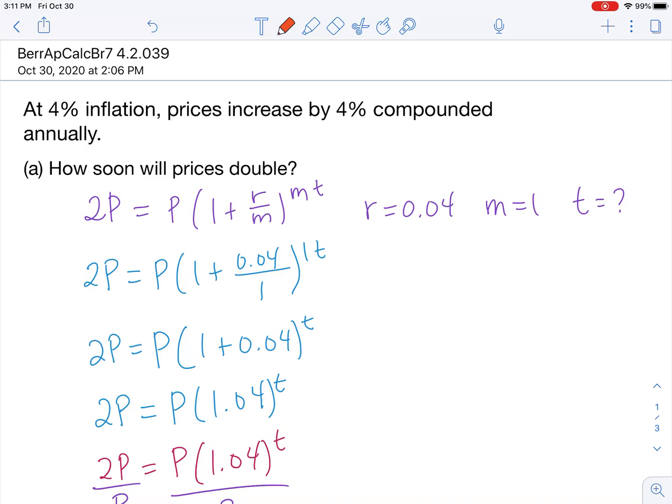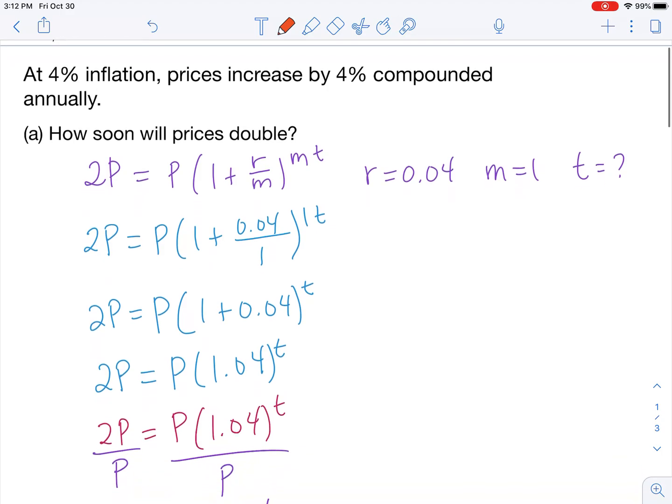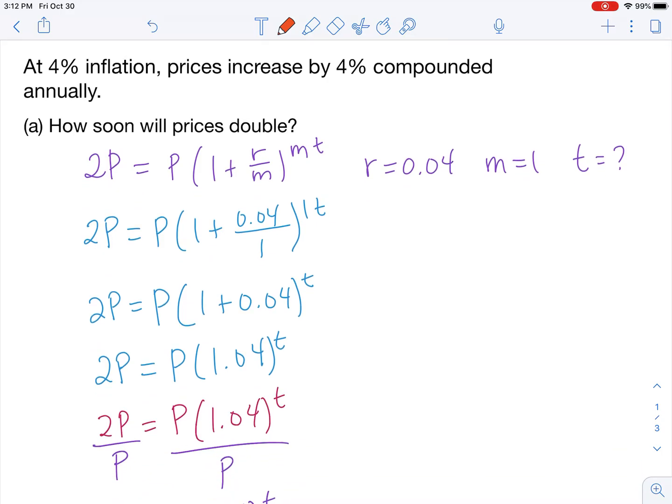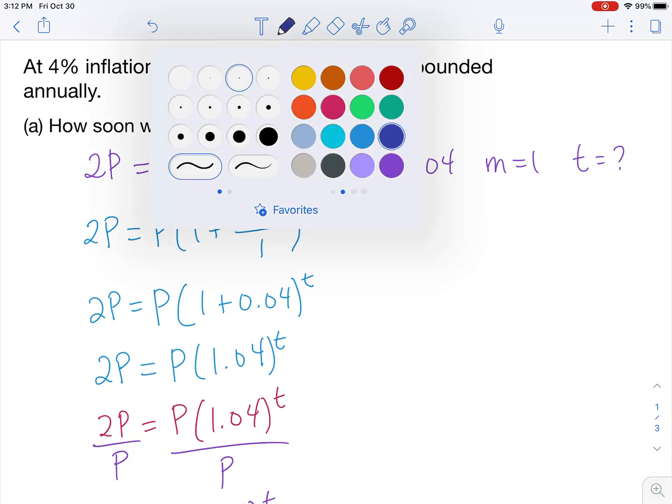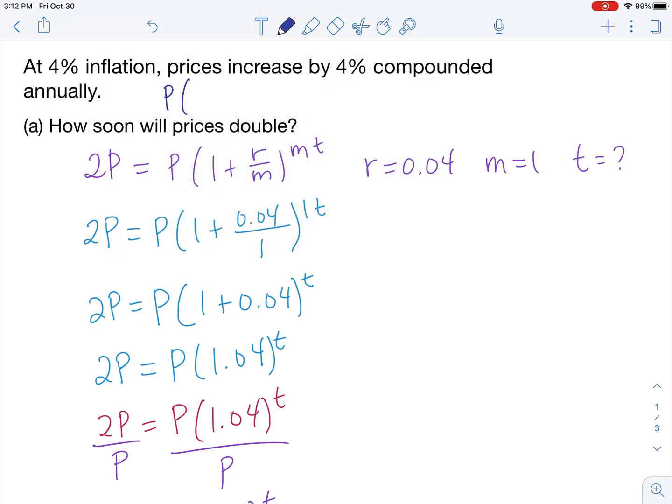So here we are trying to find how fast prices will double if price inflation is increasing by 4% compounded annually. So in order to get prices to compound annually, we have to use this formula for compound interest. Since prices are increasing, we use the plus sign here.